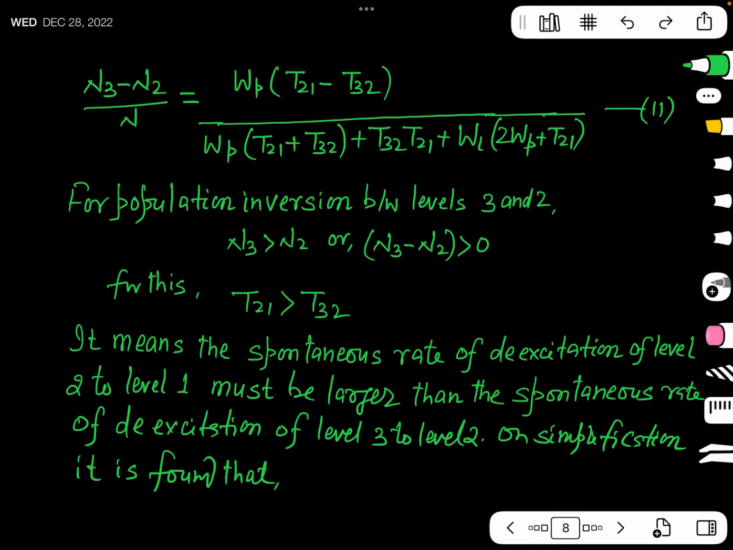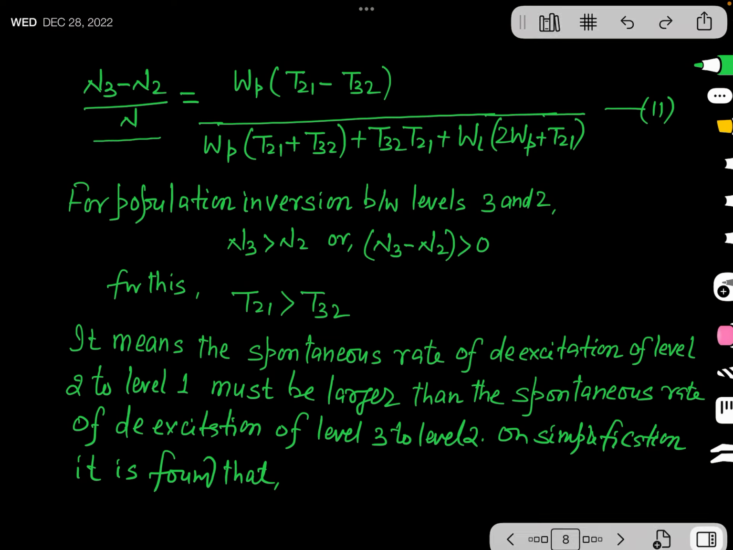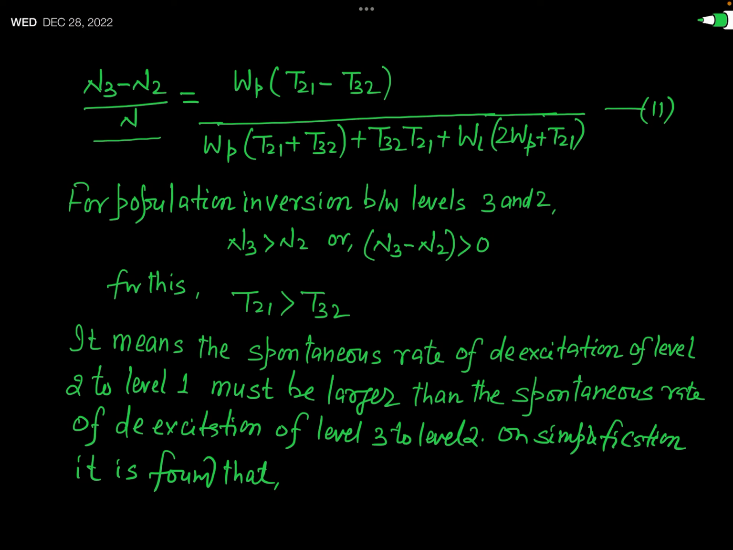So you can see N3 minus N2 divided by N will be equal to this much. Wp times T21 minus T32 over Wp times T21 plus T32 plus T32 times T21 plus Wl times 2Wp plus T21.